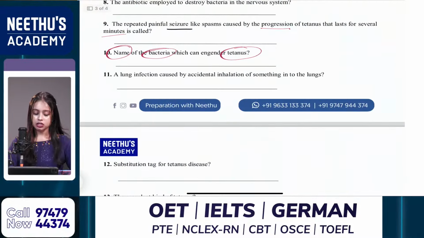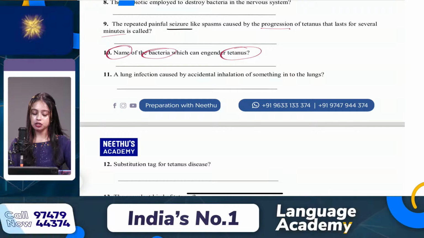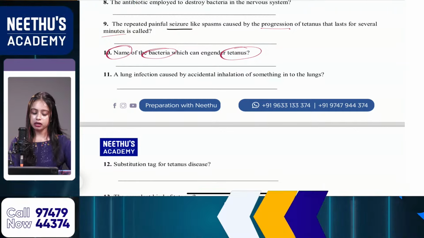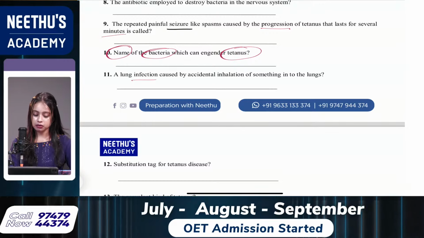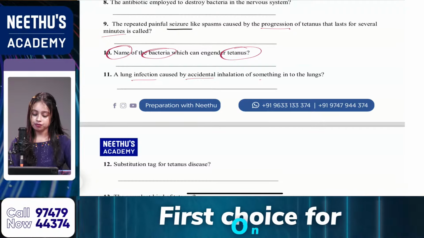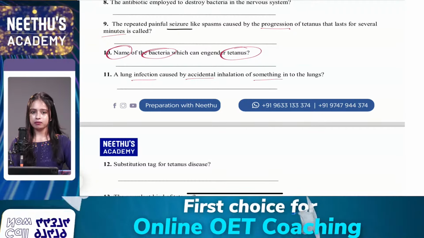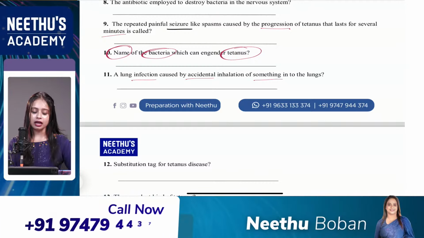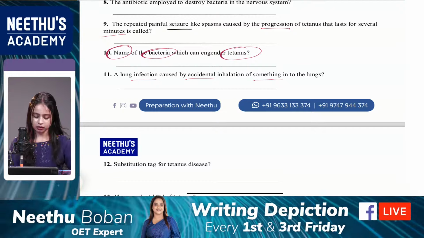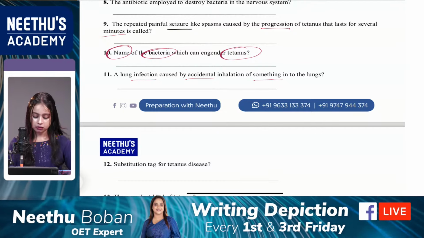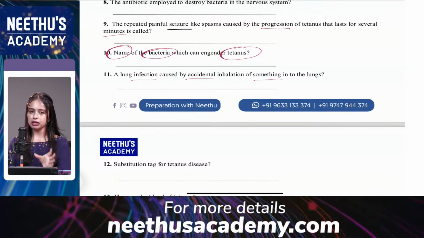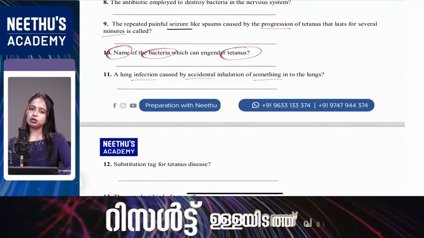Okay, 11th one, a lung infection caused by accidental inhalation of something into the lungs. So my keywords: infection, accidental, that something. So what is that something? A lung infection caused by accidental inhalation of something into the lungs. We just want to know the name of that particular infection, a lung infection. So what is that lung infection?